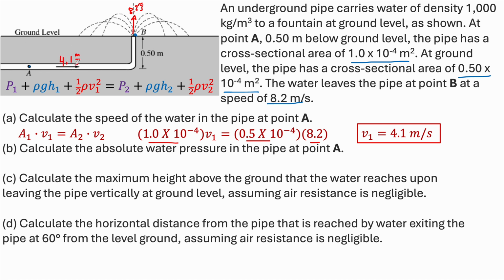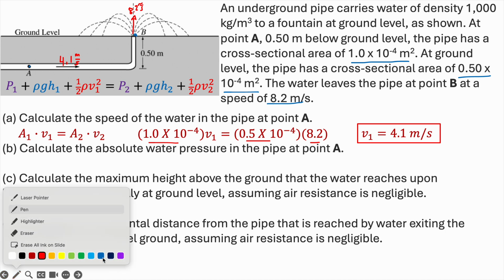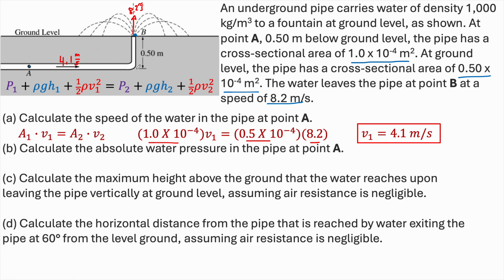Calculate the absolute water pressure at point A. So here's where we have to use Bernoulli. And just for our own sanity, I'm going to set h equals 0 down here, so I don't have to deal with any negative numbers. If I do that, we can actually solve this. Using Bernoulli's equation, here's all the quantities for point A. Here's all the quantities for point B. And we can plug in what we know.